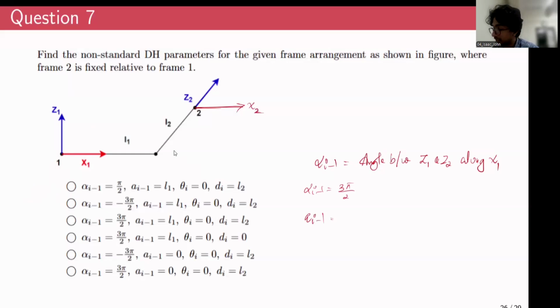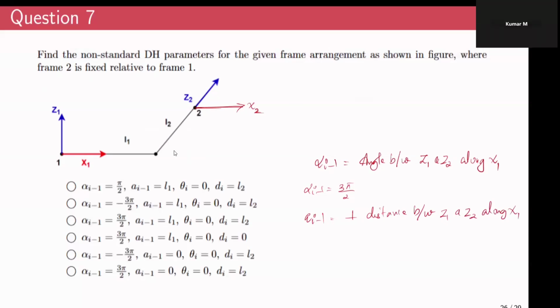That is nothing but the distance, or maybe I'll call it L2, the perpendicular distance between Z1 and Z2 along X1. Should be L2. Is it L2 or L1? Should be L2, right? Perpendicular distance.